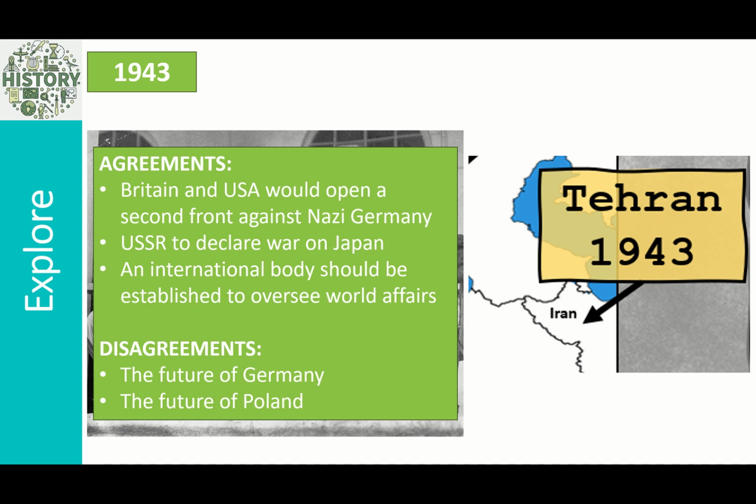There are question marks over what's going to happen to Germany. There's also a question mark over the future of Poland. Whoever controls Poland actually controls the invasion route in and out of Europe and the USSR. So control of Poland is crucial because effectively Napoleon invaded through Poland in 1812.